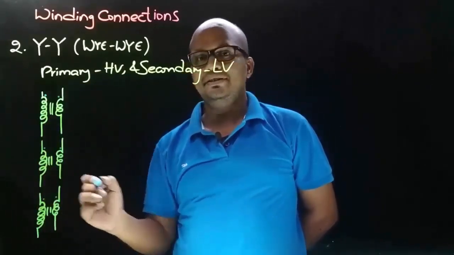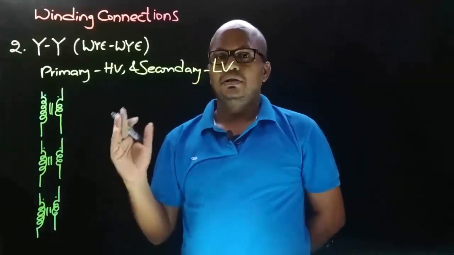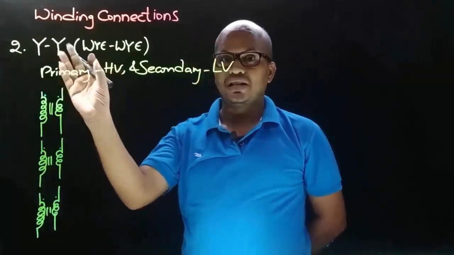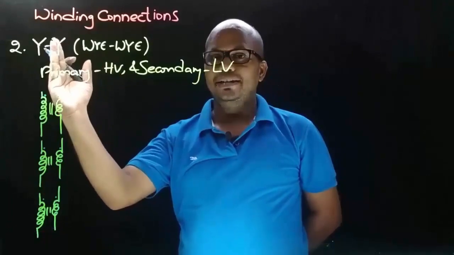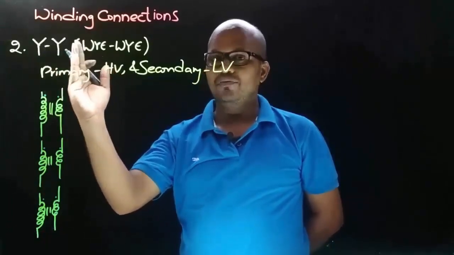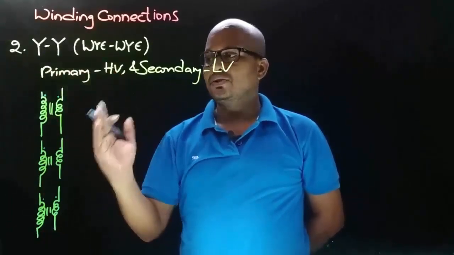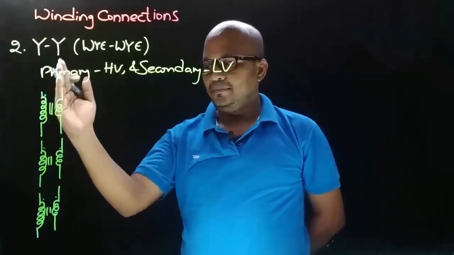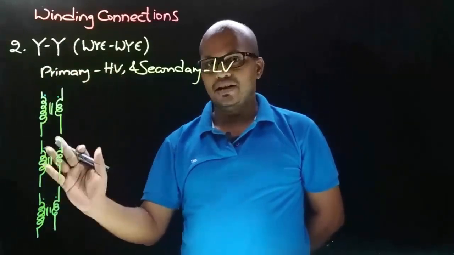And let's give the dot notations on both primary side and secondary side. And here we are considering the case of star-star connection, which means primary winding is star connected and secondary winding is also star connected. So first let's connect the primary winding in star.